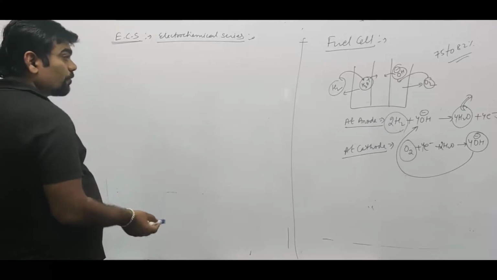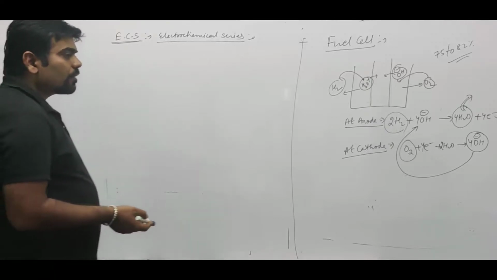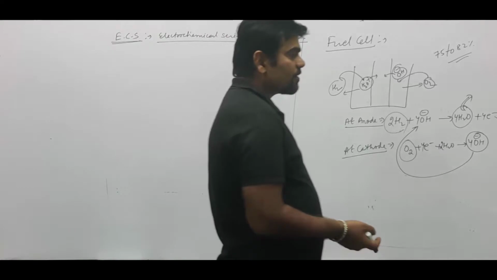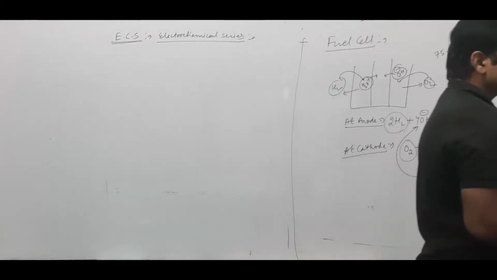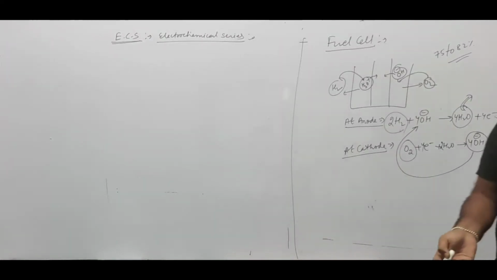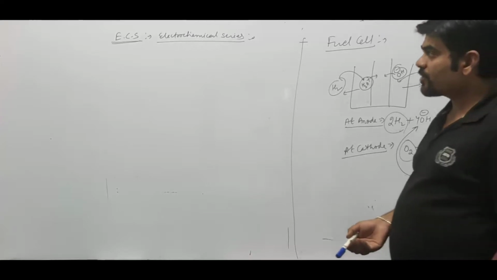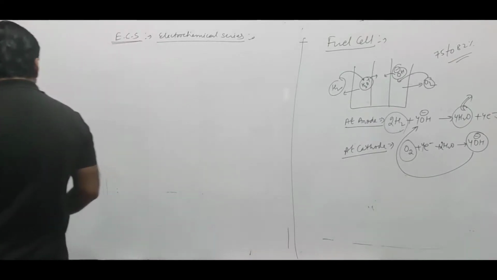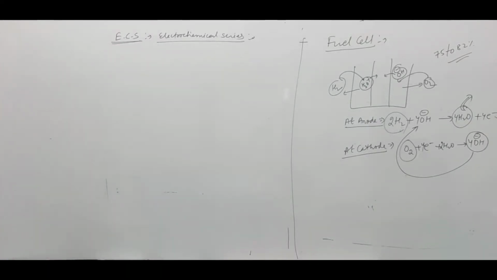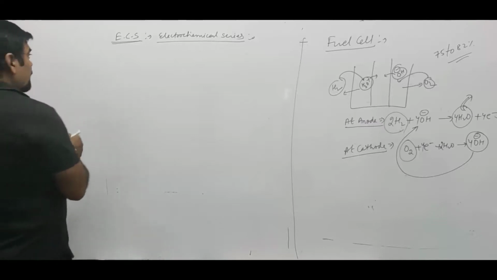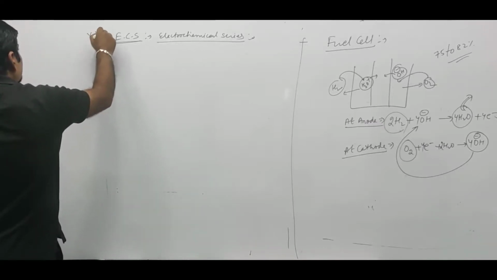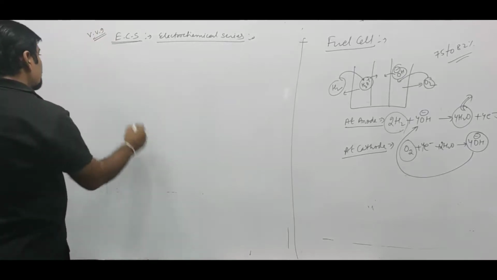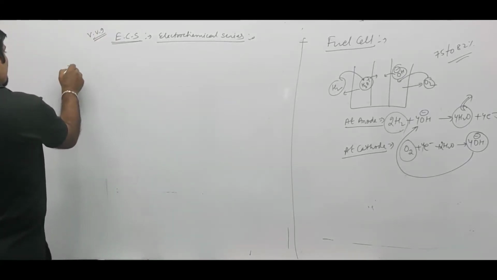So write down: when different substances, metals and non-metals or their ions, are arranged in order of increasing reduction potential and decreasing oxidation potential, then a series is obtained which is known as the electrochemical series. Again, this series is very, very important. How to remember this electrochemical series?